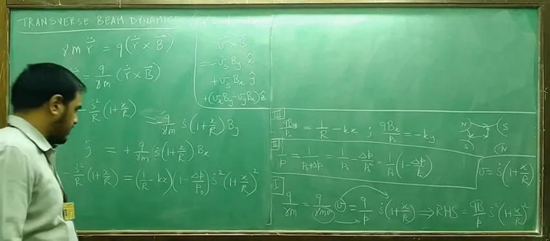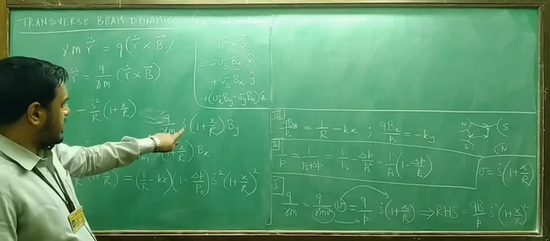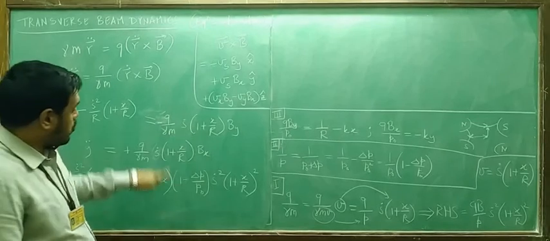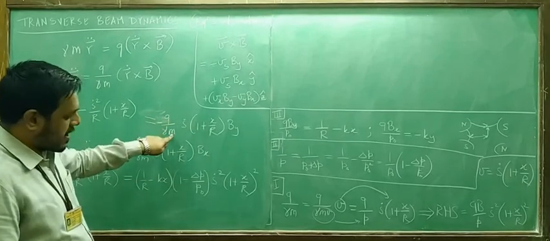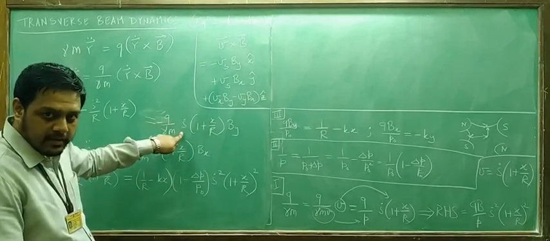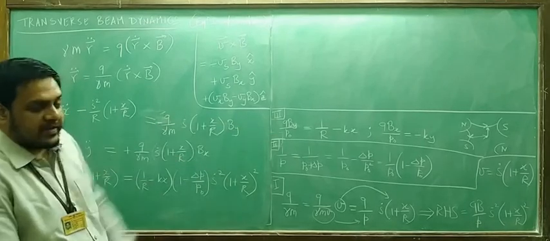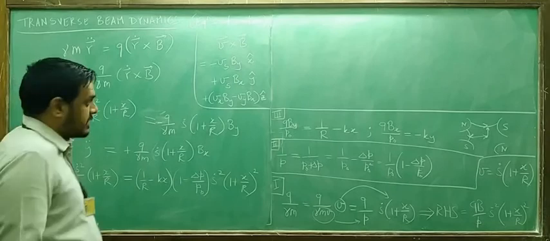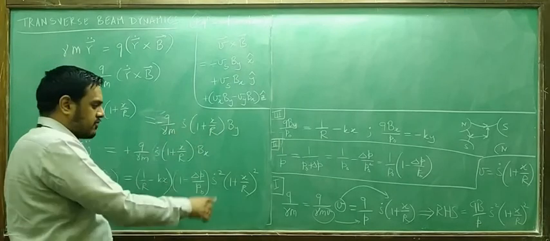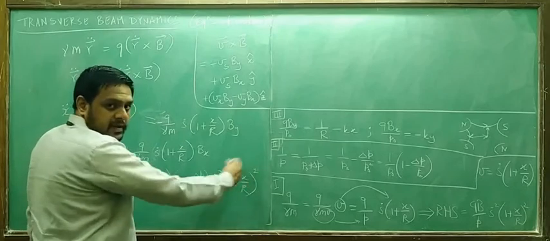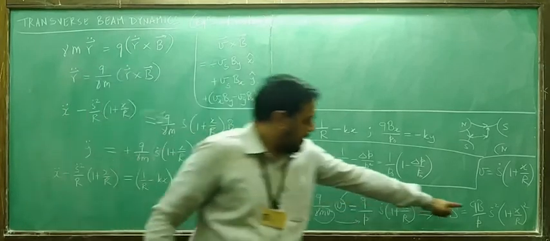Let me repeat what we have done. There was already an S dot into 1 plus X by R. Now you wanted to make this Q by gamma M as Q by gamma M V. When you do that, you multiply and divide by V. But V is another factor of S dot into 1 plus X by R. There is already one factor sitting here. So you get S dot square into 1 plus X by R the whole square, multiplied by QB by P.